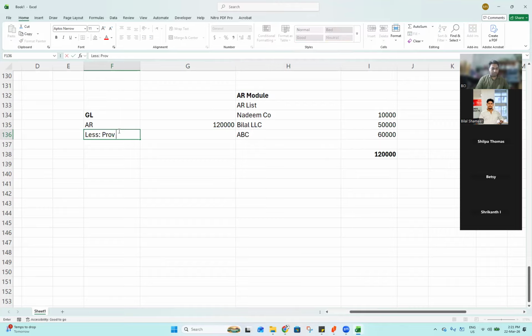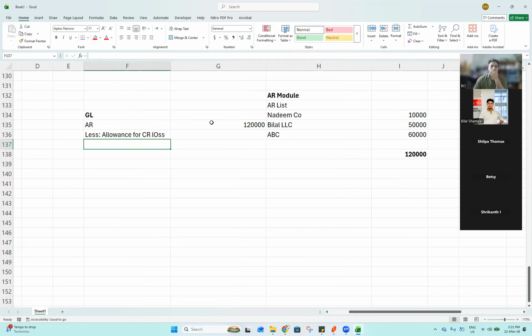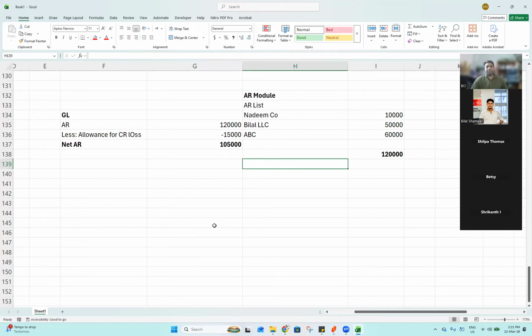Then in GL you have less provision, the allowance for credit loss. For example, your provision is like 15,000. So your net AR is this, and this is what you're going to show in your balance sheet. Clear?